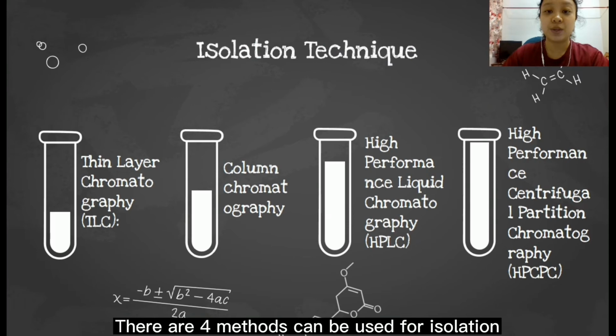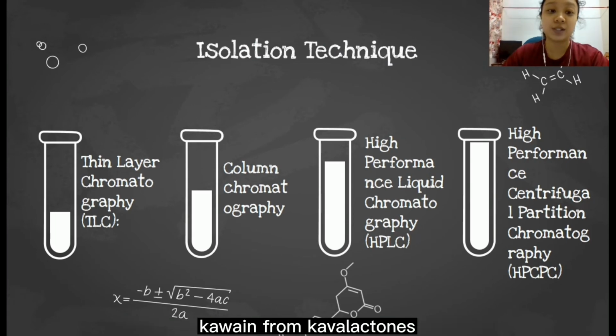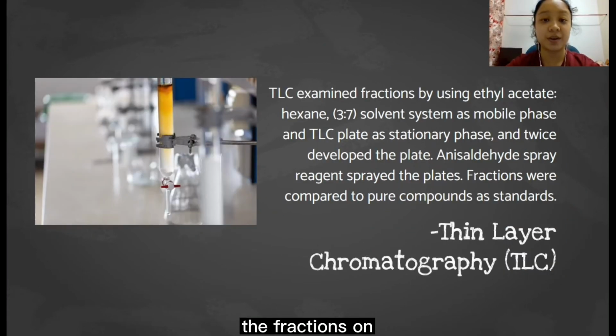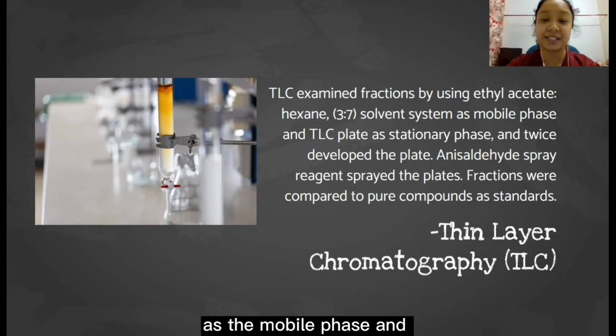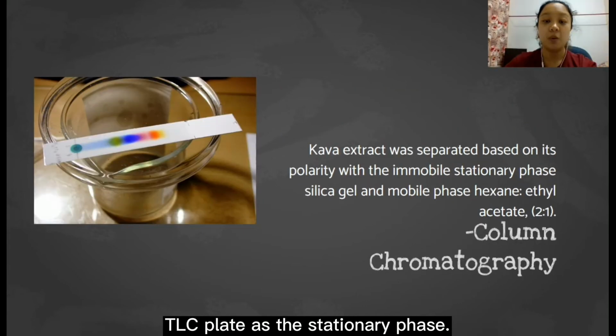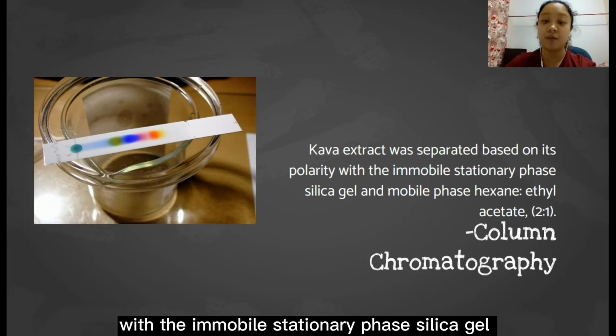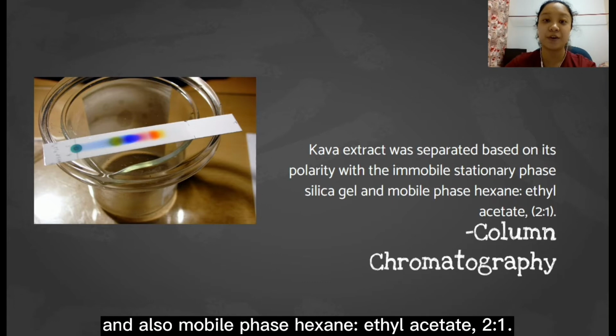There are four methods that can be used for isolating kawain from kavalactone. TLC will admit the fractions, with ethyl acetate to hexane in the ratio of 3 to 7 as the mobile phase solvent and the TLC plate as the stationary phase. While in column chromatography, the kava extract was separated based on its polarity, with the immobile stationary phase silica gel and also the mobile phase hexane to ethyl acetate in the ratio of 2 to 1.